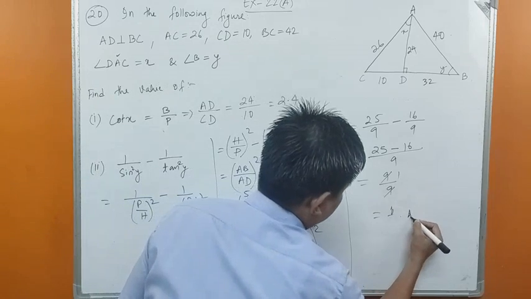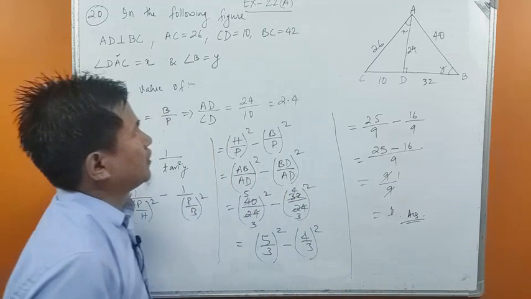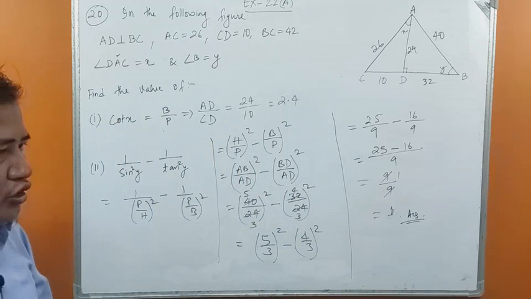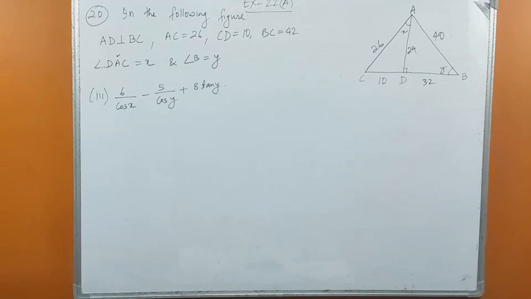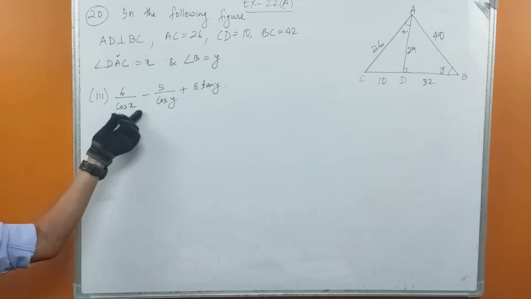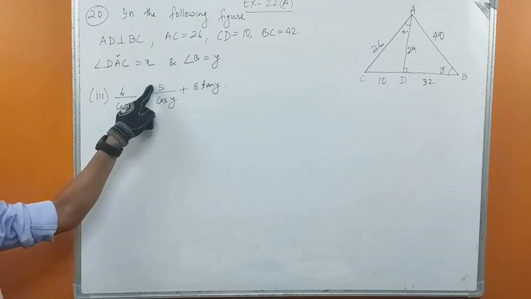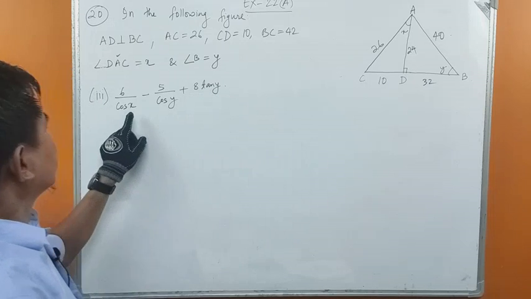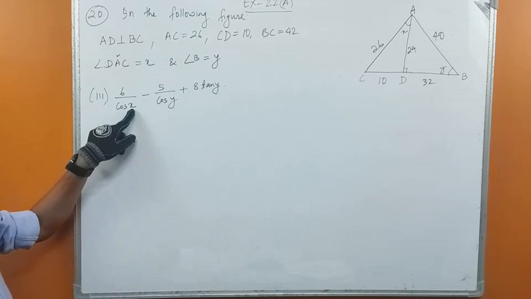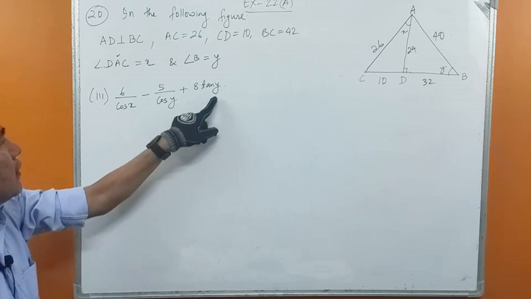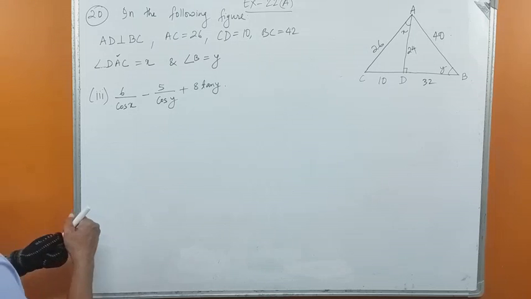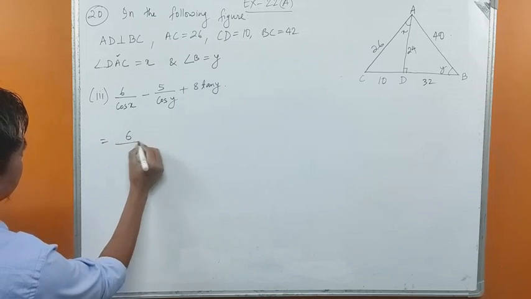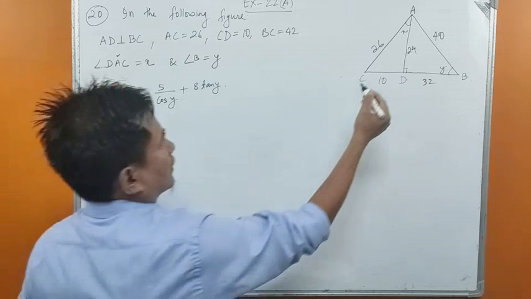Okay, let us do the next question, question number 3 of 20, from exercise 22A. We are asked to find the value of this expression: 6 upon cos x minus 5 upon cos y plus 8 tan y. Here the angle is x, and in these two cases the angle is y. So 6 upon cos theta, angle is x.